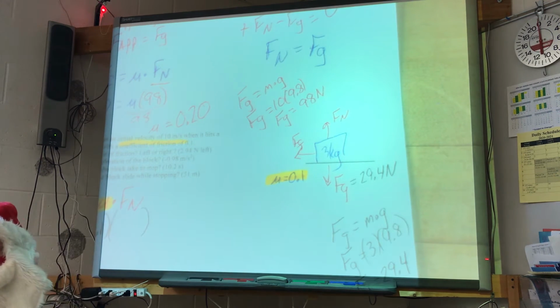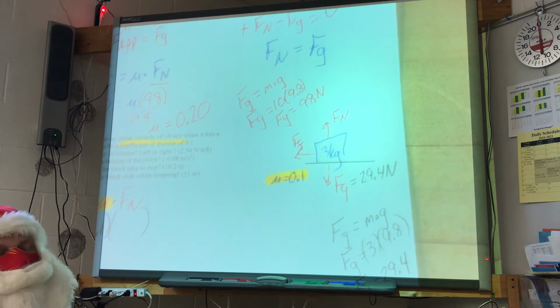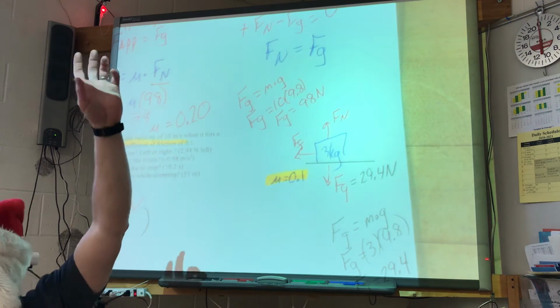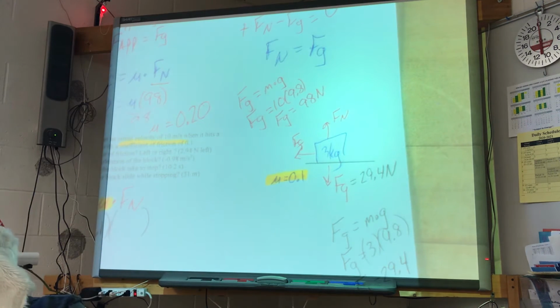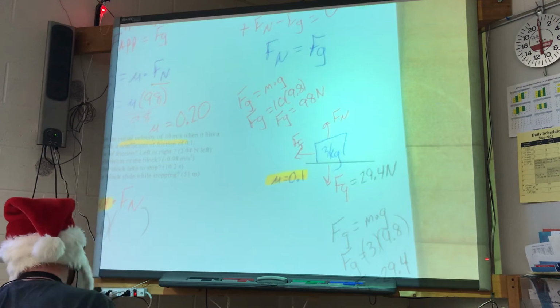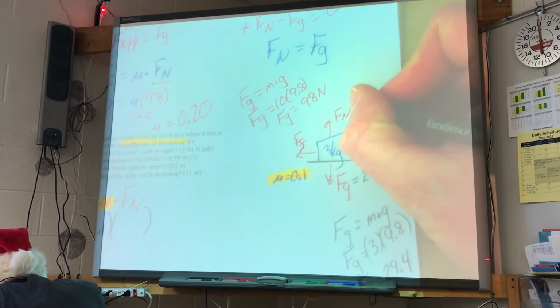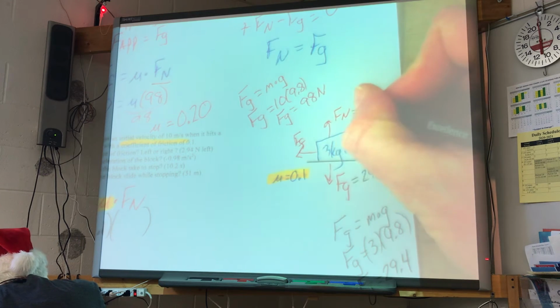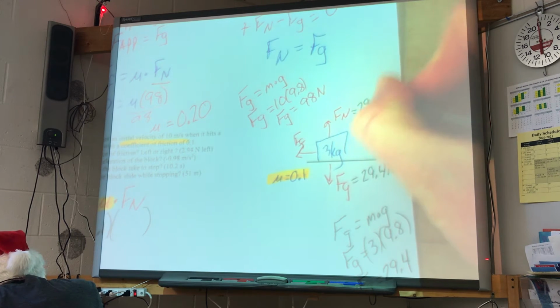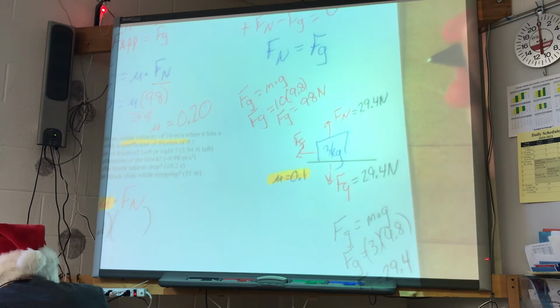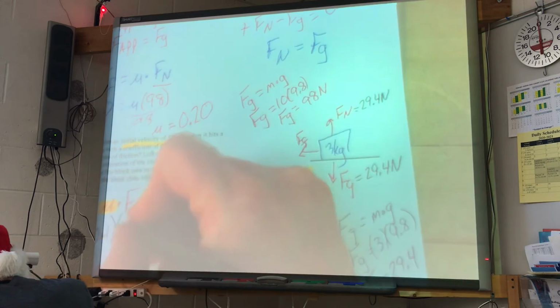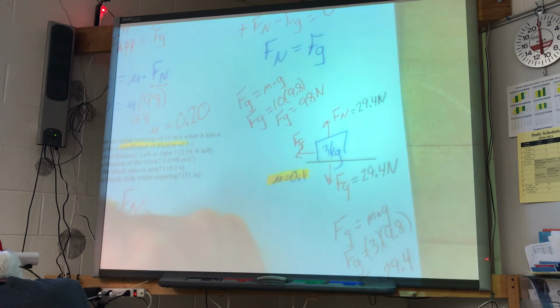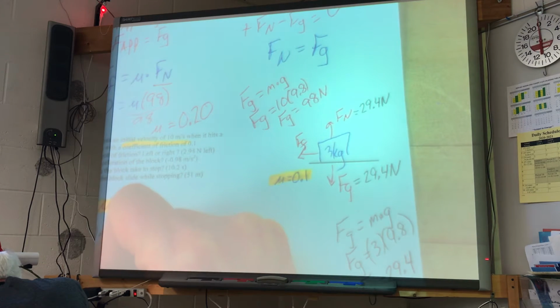What about my normal force? Is my force in the y direction balanced or unbalanced? Balanced, right? It's not accelerating into the air or down through the surface, so my forces are balanced. So my ups minus my downs have to add up to 0 in the y direction. My normal force is 29.4. So then we can use that over here, 29.4, to determine that my force of friction is 2.94 newtons.